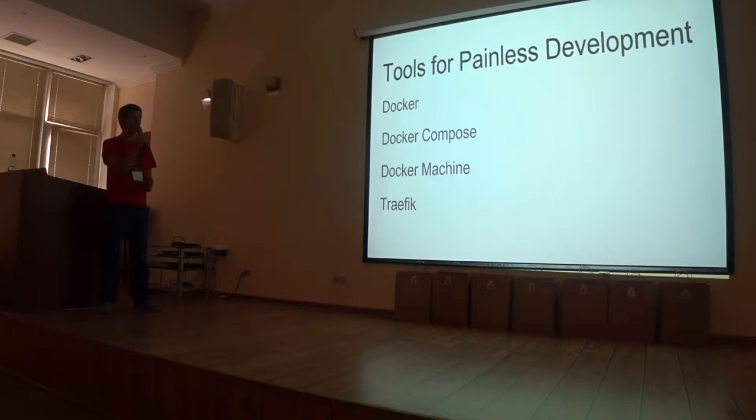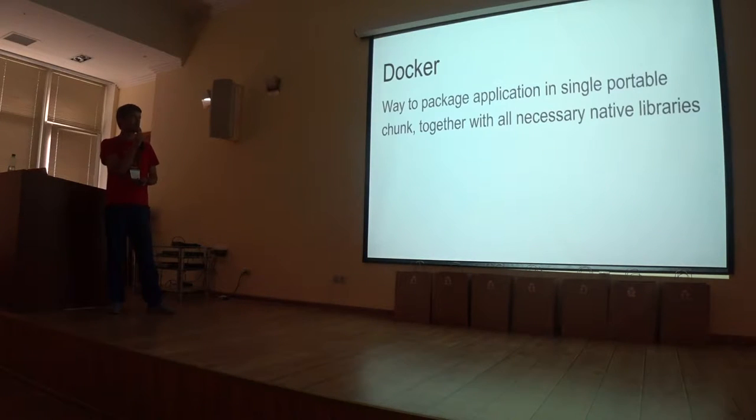That's my toolkit for painless development. It's Docker, the container engine. It's Docker Compose, to group together Docker applications. Docker Machine, a way to provision and manage remote Docker machines. And Trucker, it's a reverse process. Docker is a way to package an application in a simple, portable chunk, together with the necessary native libraries. You pack it all together, you have one binary, you can transfer across your machines, and just run. All you need on your machine is the Docker runtime.